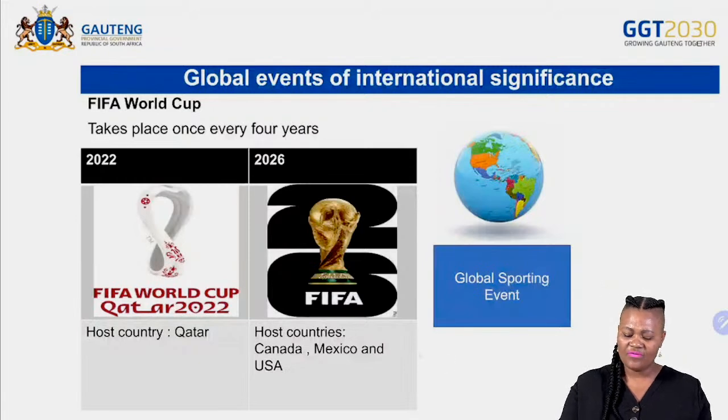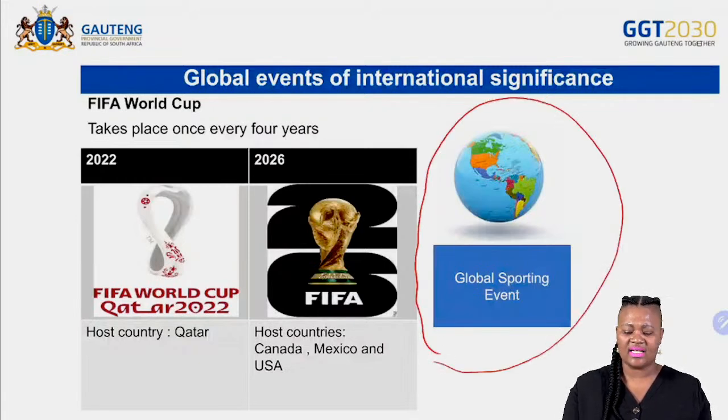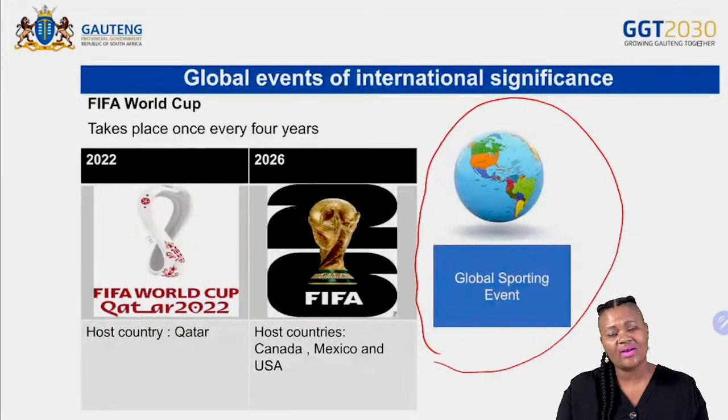And if you pay attention to the side of the slide, we have indicated that this is a global sporting event, which means that even when you identify any sporting event and you're writing it in your answer book in the exam, it is important to indicate not just global event, but indicate that it is a global sporting event. Hence the emphasis that you see over here.